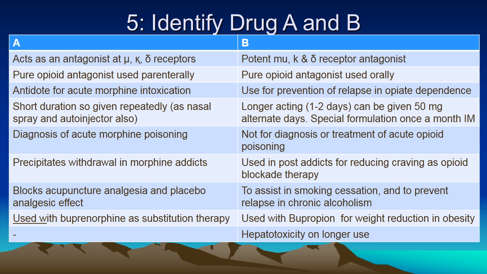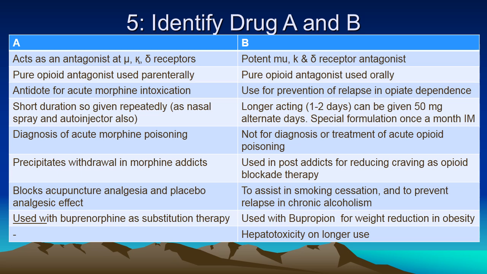A is used as an antidote for acute morphine intoxication. B is not used for this purpose. It is used for prevention of relapse in opiate addicts. A has a short duration of action, therefore it requires to be given repeatedly in acute morphine poisoning. A nasal spray and auto-injectors are also available.